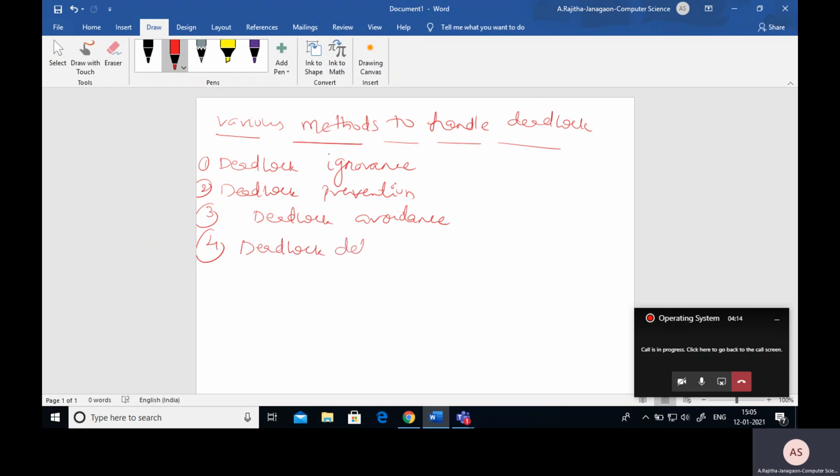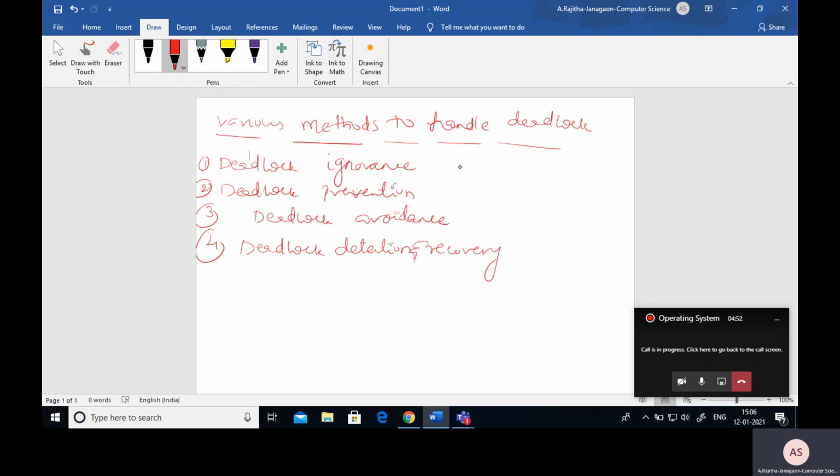So these are the various methods to handle deadlock: deadlock ignorance, deadlock prevention, deadlock avoidance, deadlock detection and recovery. Coming to deadlock avoidance, if there is any chance for a deadlock to occur, it can be avoided. How to avoid it, we will discuss afterwards. And coming to deadlock detection and recovery.